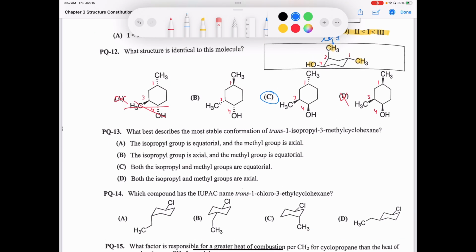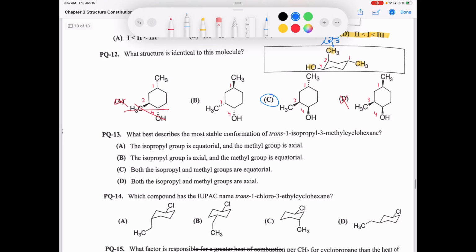All right, what best describes the most stable conformation of trans 1-isopropyl-3-methylcyclohexane?